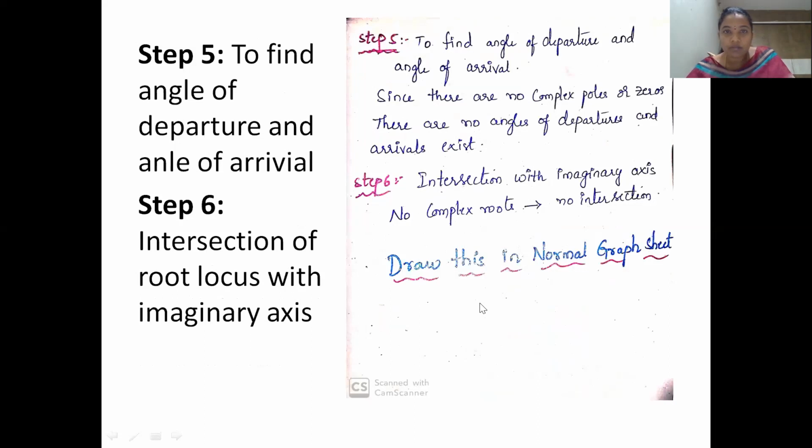Now coming to step 5. What is step 5? You need to find the angle of departure and angle of arrival. Do you have any angle of arrival and angle of departure? You don't have, because the poles and zeros which we have assumed in our problem are simple.